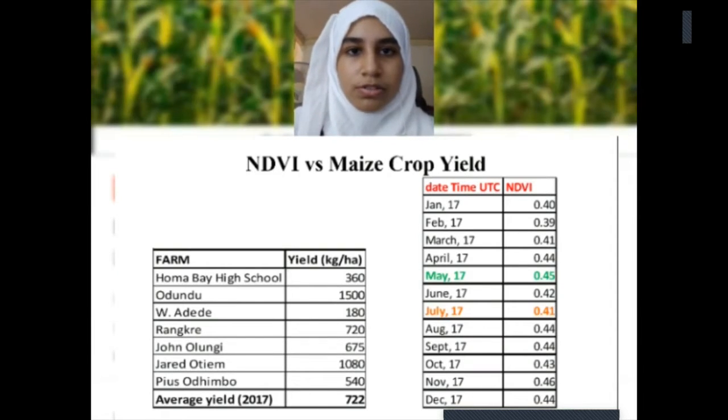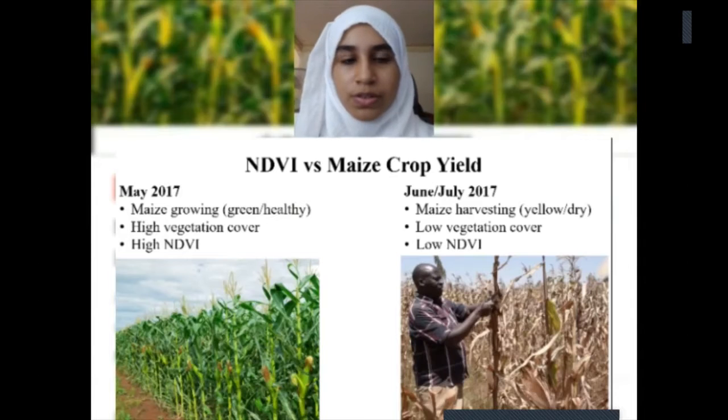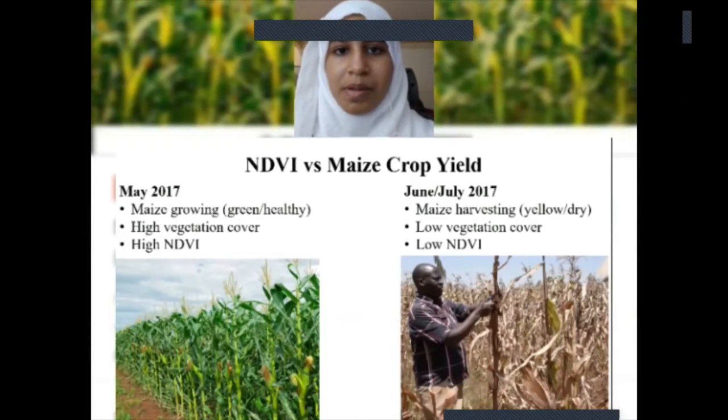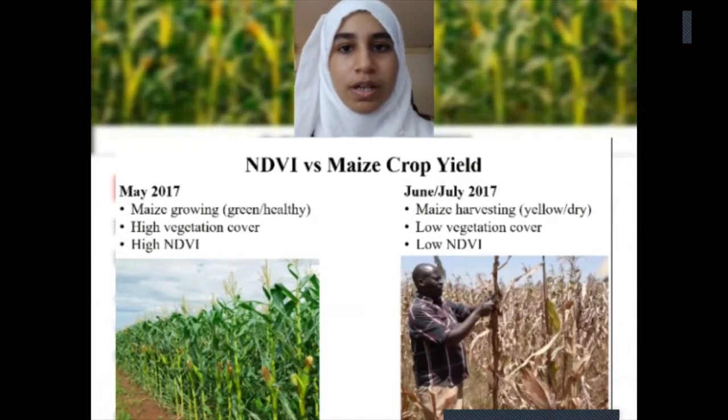This is raw data of maize yield collected from farmers in Homa Bay. Maize, which is the staple food in Homa Bay, is usually planted just before the rainy seasons of February to March and September to October. During May and November, the maize plants are growing and appear very green in color. Maize is harvested in June, and in July the maize stalks are left to dry and they turn yellow in color.